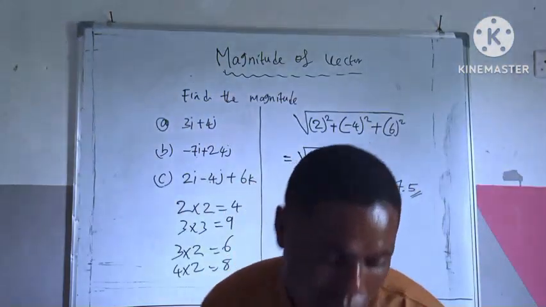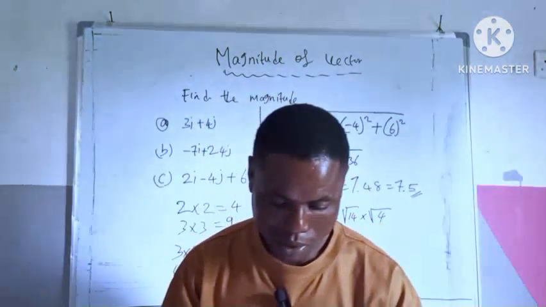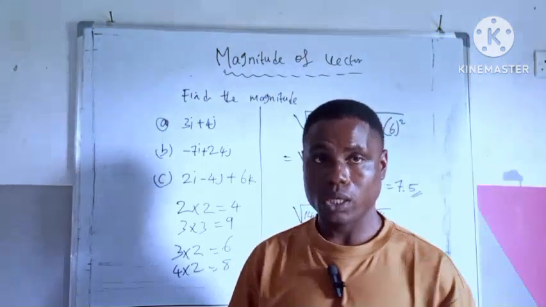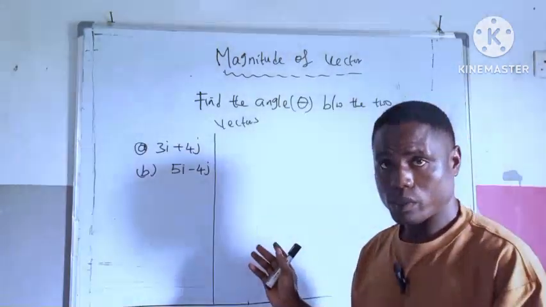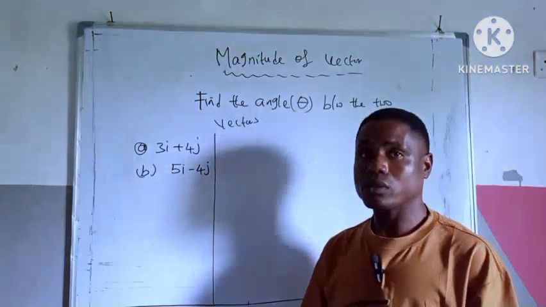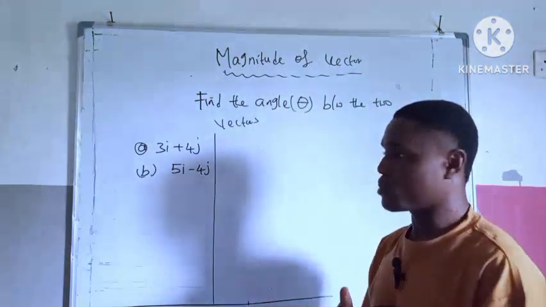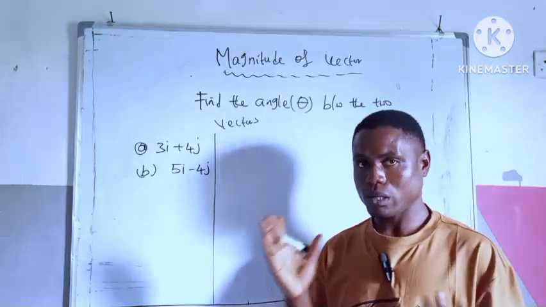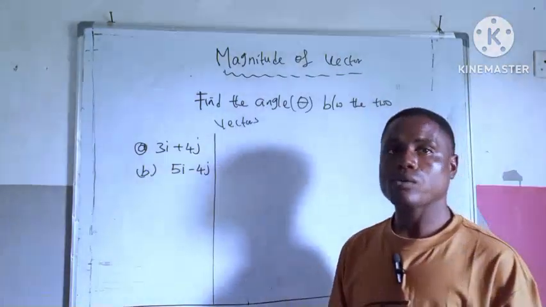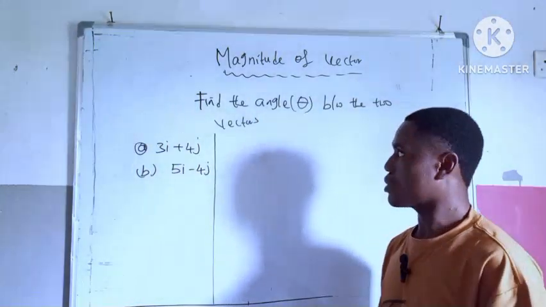So you are done with magnitude. What is remaining? Angle and cross product. So let's move to these ones quickly. Once you are done with this one, we are moving straight to the last one, which is cross product. After cross product, we are done with everything under vectors. Now this one is how to find the angle between two vectors.